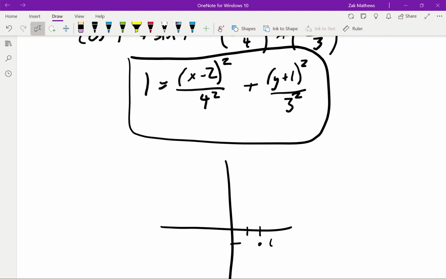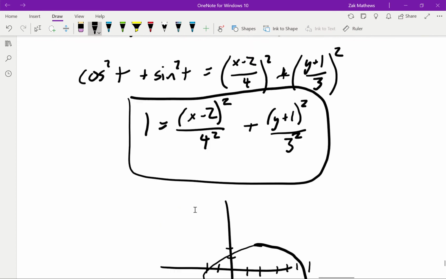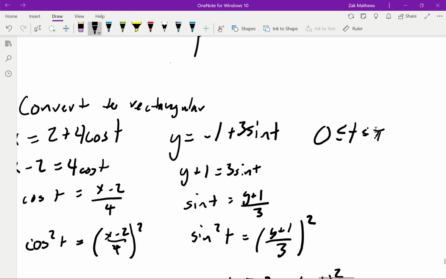From here, 4 units left and right. Those would be our edges. And then 3 units up and down. 1, 2, 3. 1, 2, 3. We know that this would be the full ellipse, but the problem is I think there's a good chance I didn't get that full ellipse because of this restriction, the parameter restriction.